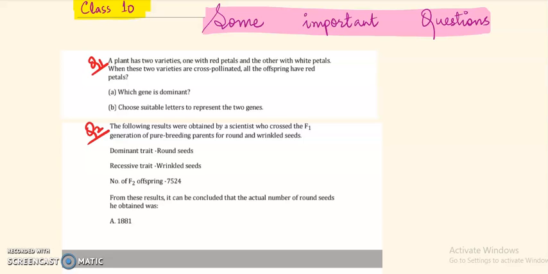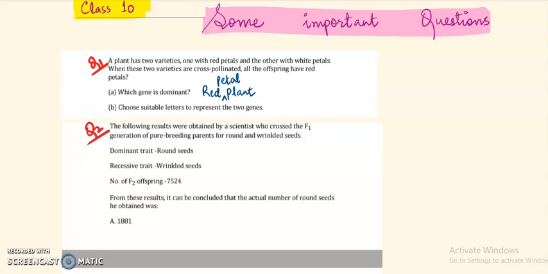First question that I have picked for you says a plant has two varieties, one with red petals and another with white petals. When these two varieties are cross-pollinated, all the offsprings have red petals. Which gene is dominant? Quite simple, the plant with red petals, right? Red petal plants would be the dominant ones.